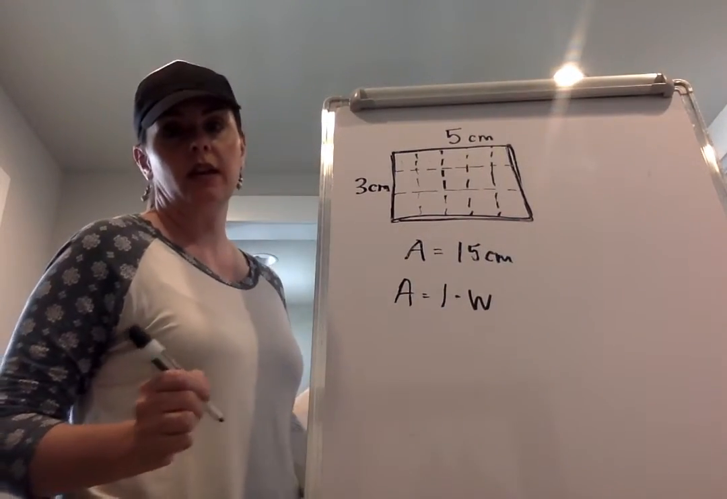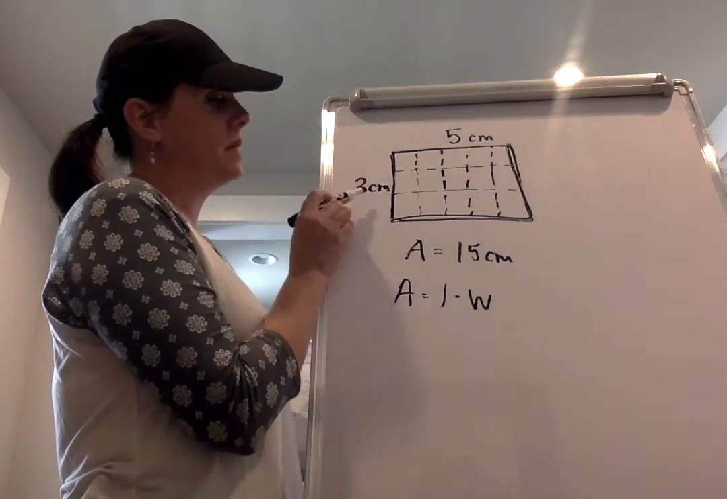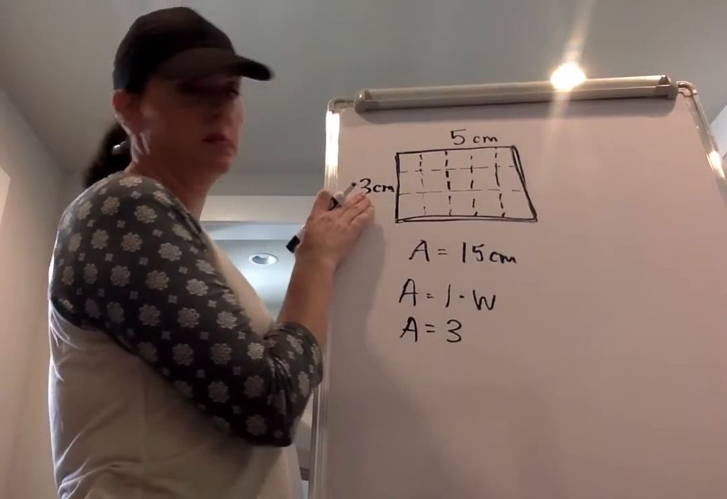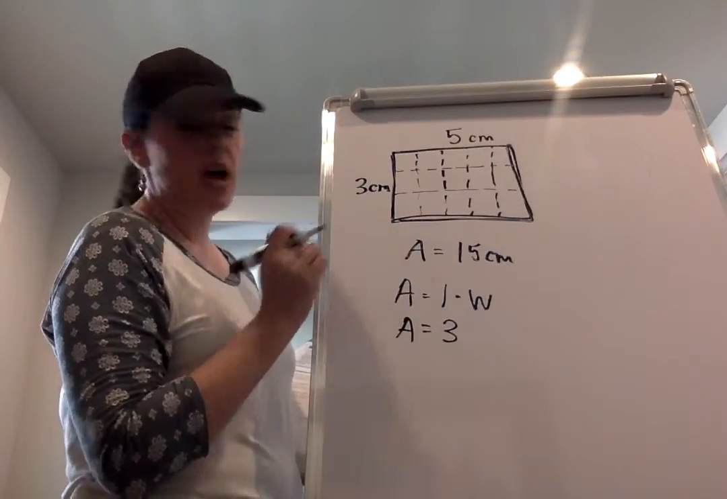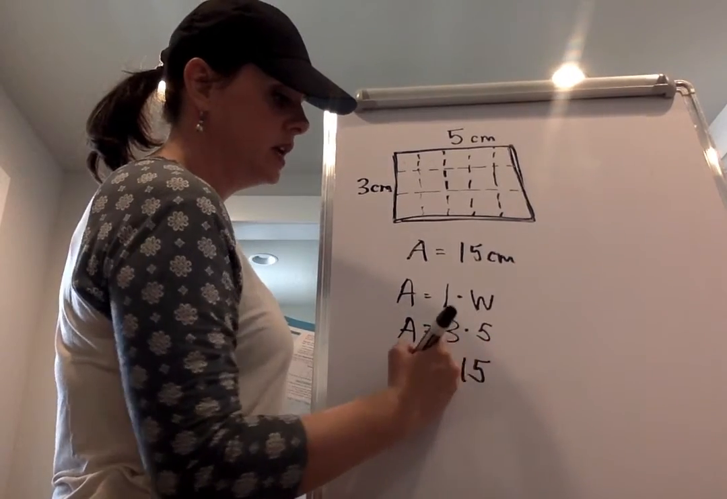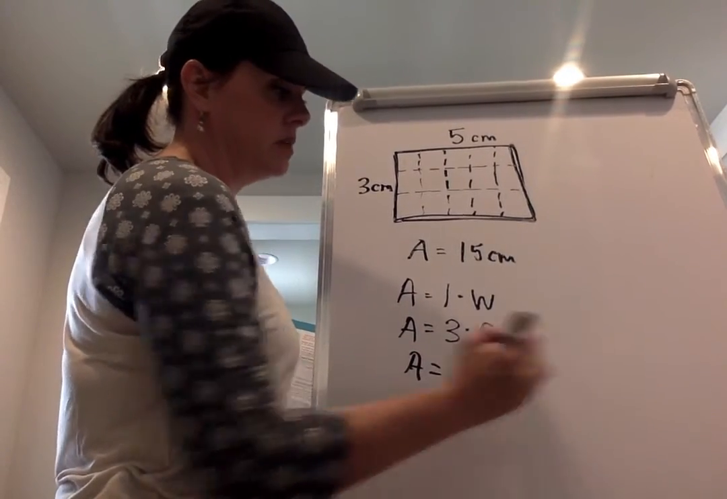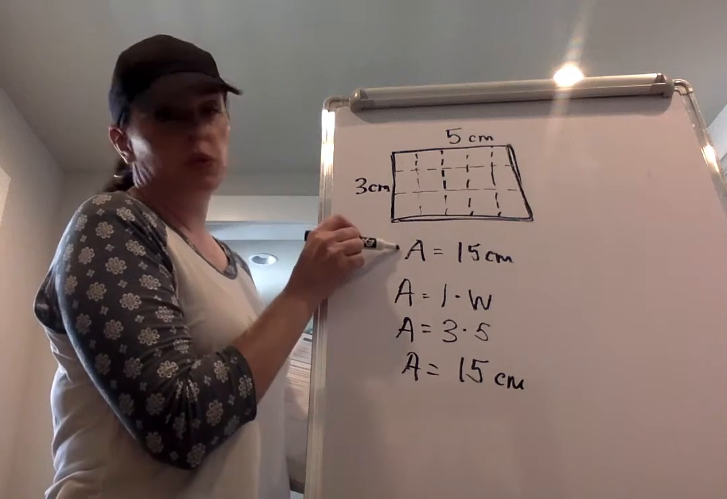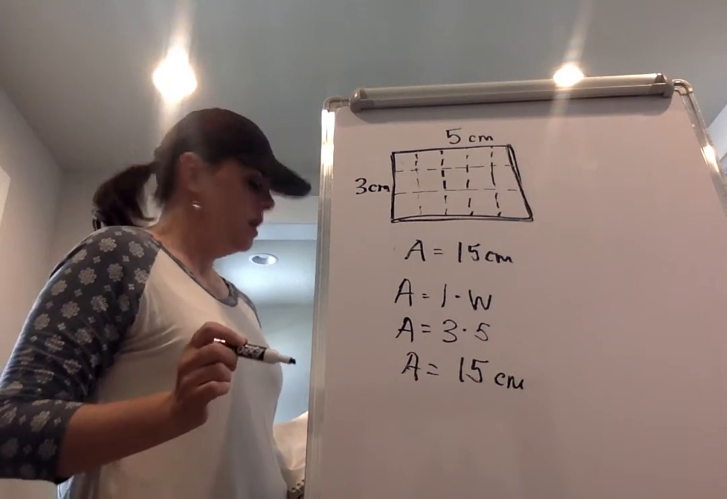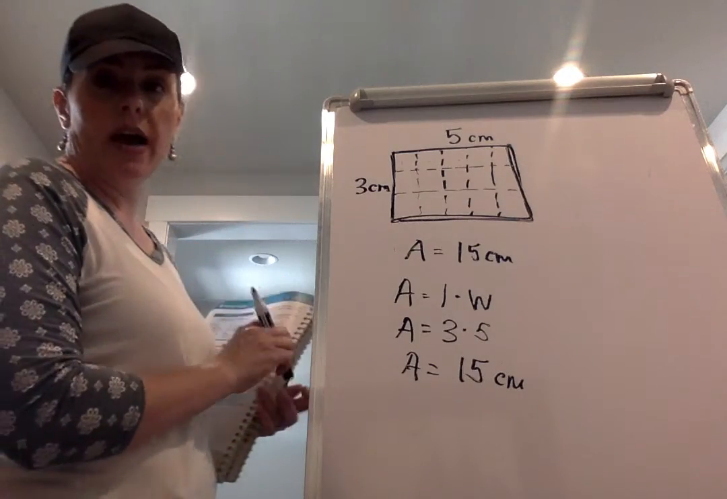You're right. So I'm going to find my length, which is 3. So area equals 3 centimeters times my width, which is 5. 3 times 5 is 15. So our area equals 15 square centimeters, which is the same as what we did when we counted, right? Yeah, we got the same. All right, perfect. So we are at a really good start.